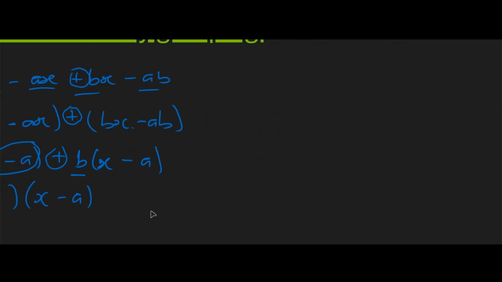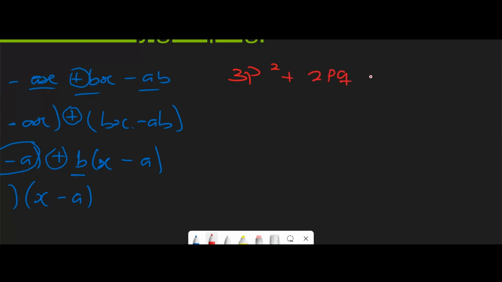So our next expression is going to be, let me write that one here. I've changed my ink. I want to use red ink for this one. Okay, so we have 3p squared plus 2pq minus 12pr minus 8qr. How do we go about this one?